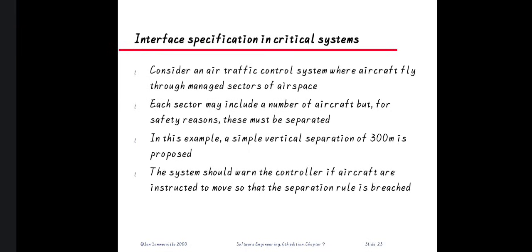Interface specification in critical systems. Consider an air traffic control system where aircraft fly through managed sectors of airspace. Each sector may include a number of aircraft, but for safety reasons, these must be separated. In this example, a simple vertical separation of 300 meters is proposed. The system should warn the controller if aircraft are instructed to move so that the separation rule is breached.